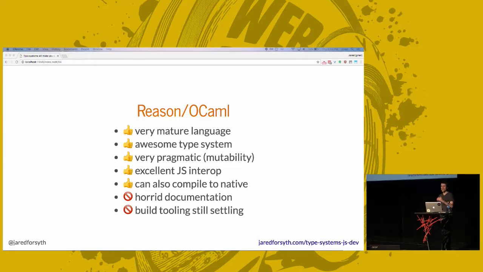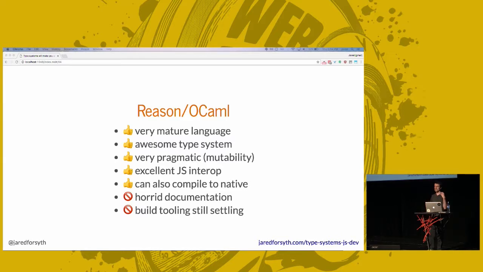It's been developed for somewhat over a year. And it's based on OCaml, which is an incredibly mature language, with a really awesome type system. And there's a culture of pragmatism that helps you get things done. Like you can have mutable variables if you need them. You frequently don't need them, but sometimes you do.